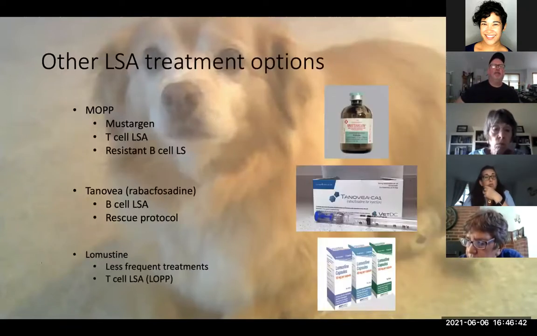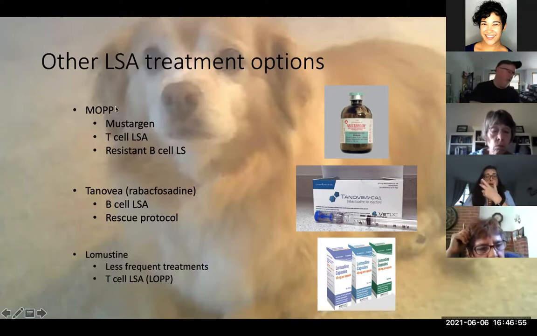There are other options too to consider. If we find out that you have a T-cell lymphoma, we may recommend that you do Mustargen or the MOPP protocol, which would be Mustargen, vincristine or vinblastine, prednisolone, and procarbazine. And this also can be used in resistant B-cell lymphosarcoma patients as well as a rescue protocol.